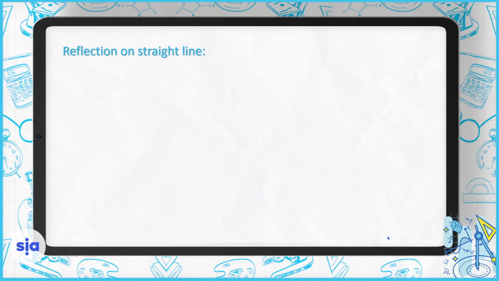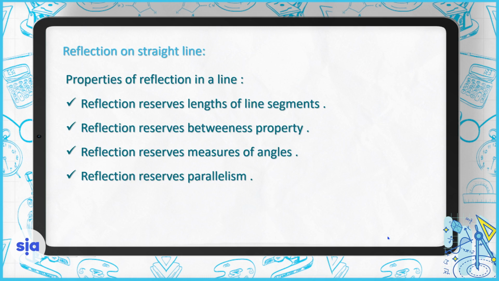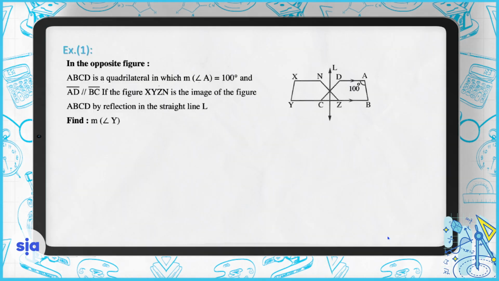Let's continue the reflection on a straight line. Let's go see some properties of reflection in a line. Reflection preserves the length of a line segment. Reflection preserves the betweenness property. Reflection preserves measures of angles. The reflection preserves parallelism. Let's go see exercise number 1.